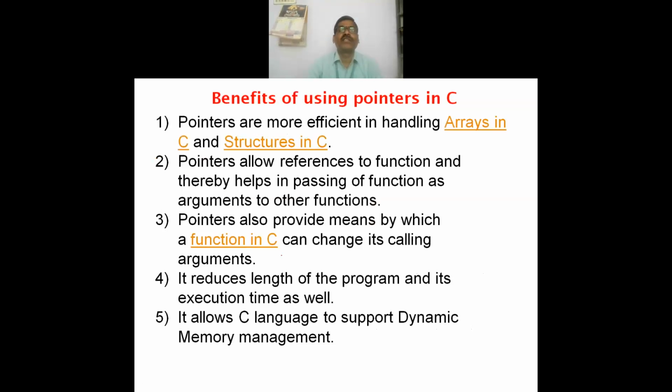Fine. So what are the benefits of using pointers in C? Pointers are more efficient in handling arrays as well as structures in C language. And pointers allow references to functions and thereby help in passing functions as arguments to other functions. So this is very important. You can pass functions as arguments to another function by making use of this pointer concept. And pointers also provide a means by which functions in C can change their calling arguments. That is call by reference, which we can achieve through pointers.